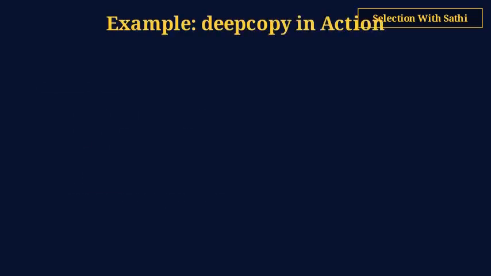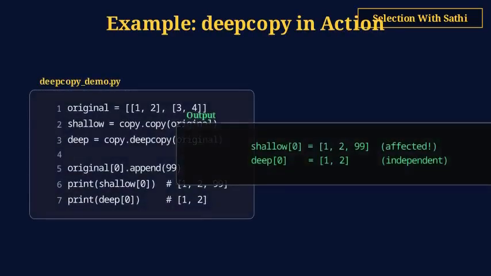Deep copy in action with nested lists. original is a list containing two inner lists, [1, 2] and [3, 4]. shallow = copy.copy(original). The outer list is new, the inner lists are shared. deep = copy.deepcopy(original). Everything is cloned. When we append 99 to original[0], shallow sees the change but deep does not.